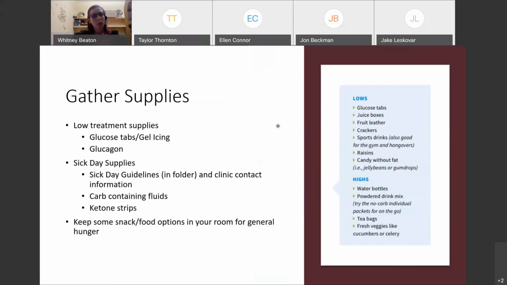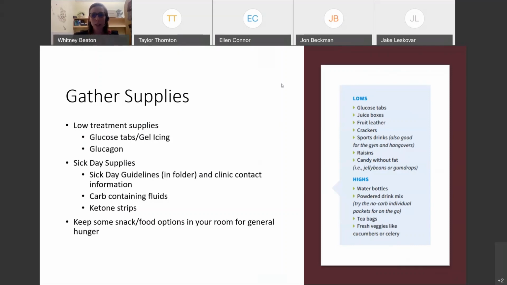But you also want to make sure that you have plenty of low treatment supplies. So glucose tabs or gel icing and glucagon for those really severe lows. And then also other things that you can use to treat, like juice boxes or fruit leather, crackers, sports drinks, those kinds of things. Like Cassie mentioned, sometimes it's easy for these things to disappear in a dorm room. So sometimes a surefire way to always have a low treatment around is to use glucose tabs, right? Because they're a little less appealing to your roommates who might be hungry and looking for something to eat.